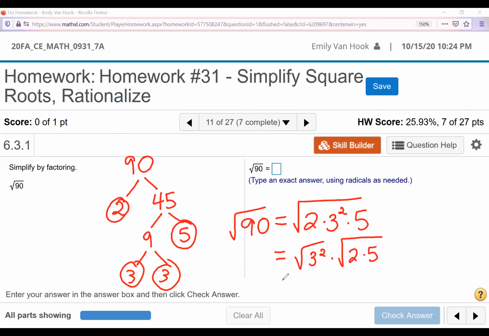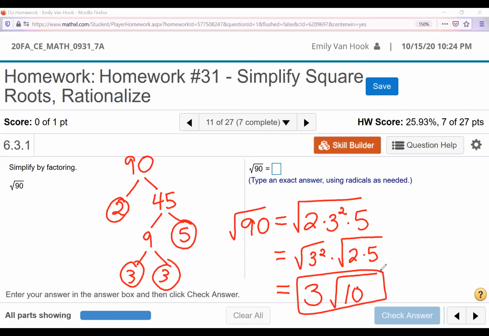To finish simplifying this, the square root of 3 squared, that's just 3. And then underneath the square root, we had 2 times 5. We just put that back together and we get 10. So the reason why I didn't teach it like this at first is because this is much longer than the way I had showed you before with looking for perfect squares. But this is another way that you can simplify square roots.